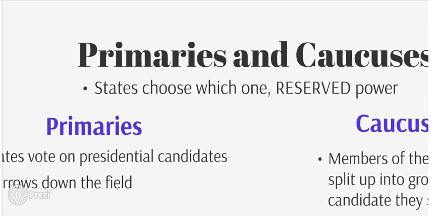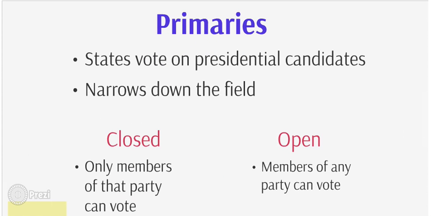So, the first way we narrow down candidates is primaries. States vote on presidential candidates and narrow down the field. We started with over 20 presidential candidates, and we've got to find a way to narrow it down to one. You can think of primaries and caucuses like the first round of homecoming. Like when you have a lot of princesses up and you're like, there's no way that we're going to narrow this down into one queen very easily. So you take a couple rounds of votes. So the states vote and see which candidates have the most support and which candidates don't.